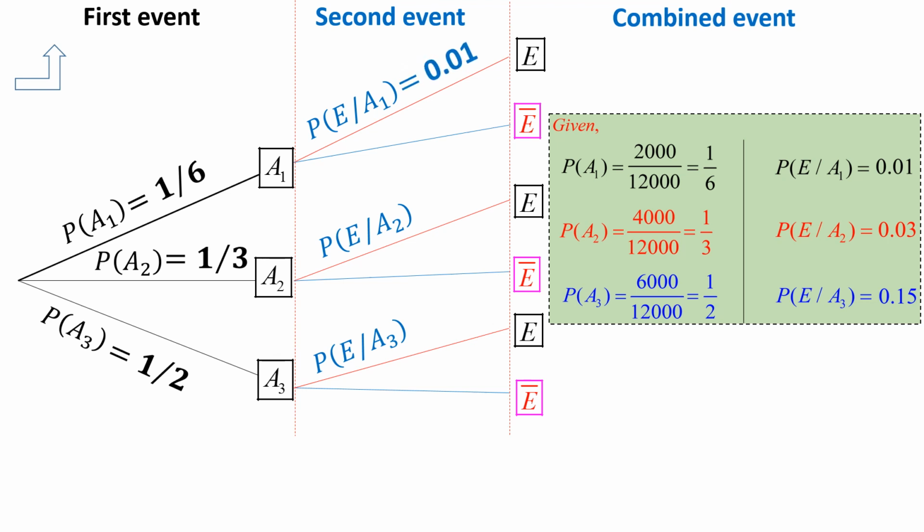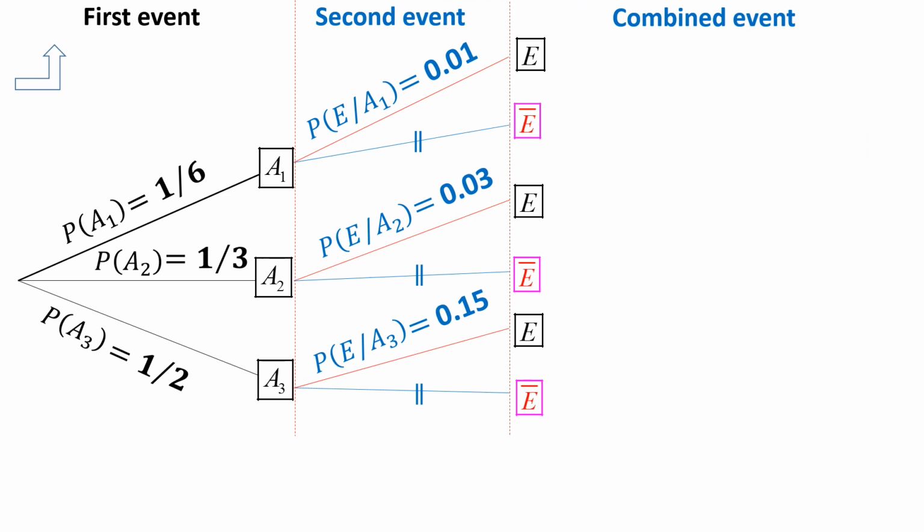So let's write down these values. 0.01 comes from here, 0.03 comes from here, and 0.15 comes from here. Okay, and then after, here we can see that there are vertical lines. What does this mean? This means they are closed path.